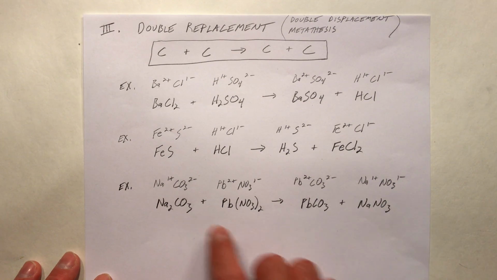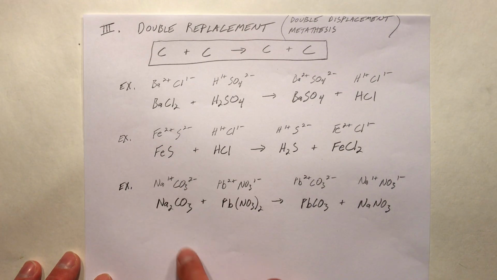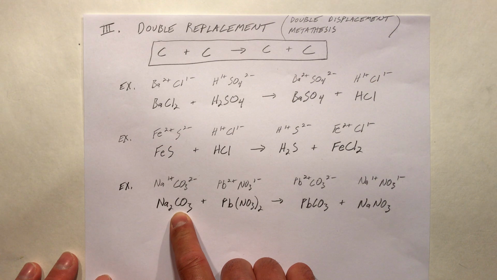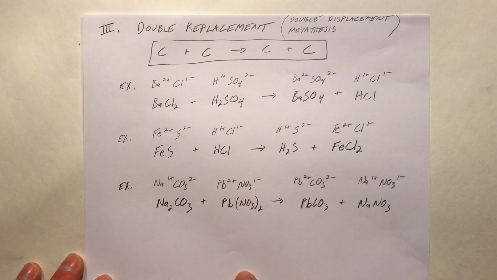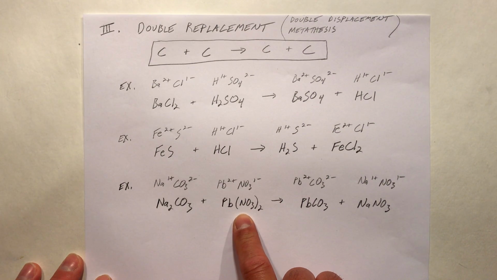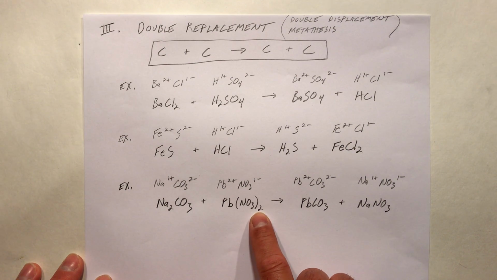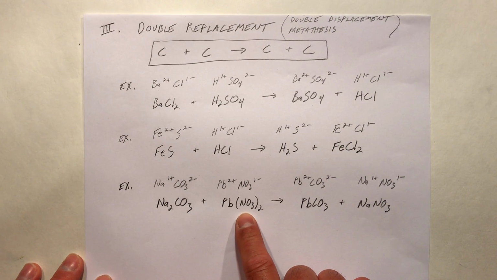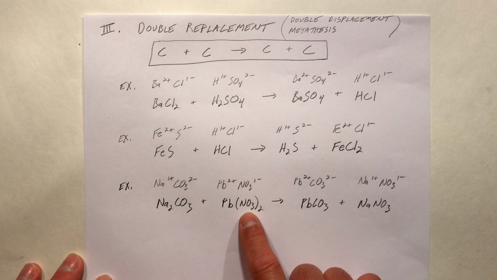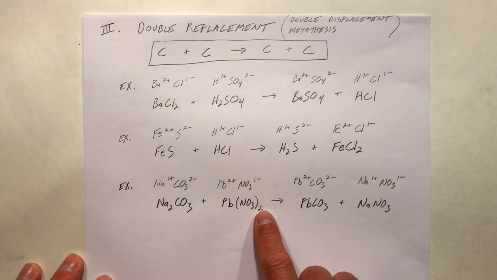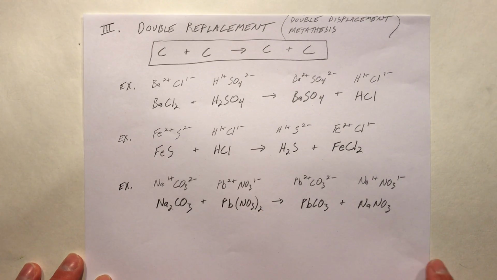All right, in our last example, Na1+ and CO3 2- crisscross for a formula of Na2CO3, and then Pb2+ and NO3 1- crisscross for a formula of Pb(NO3) taken twice. Pay attention to that language again. When you say something's taken so many times, that means the item you're discussing is in parentheses. So Pb(NO3) taken twice indicates NO3 is in parentheses.